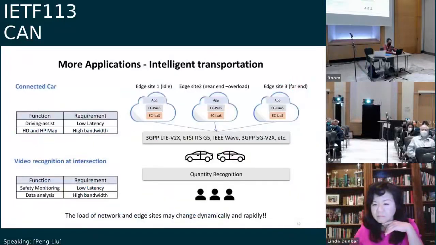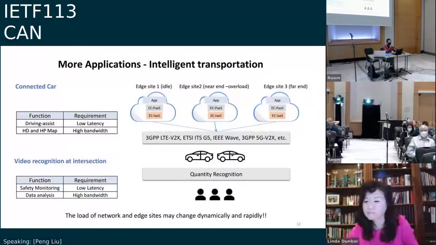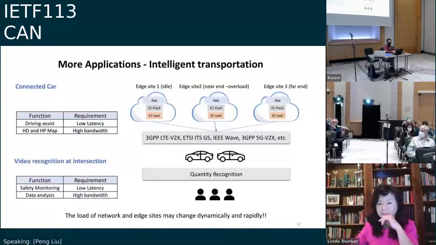And not only for AR and VR, more applications such as intelligent transport, which includes the connected car and video recognition at the intersection, also have the requirement of joint optimization, because both of them require low latency, high bandwidth and high computing resource. Moreover, due to the mobility, the load of network and edge sites may change dynamically and rapidly.